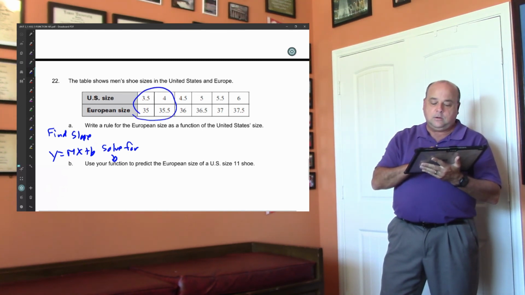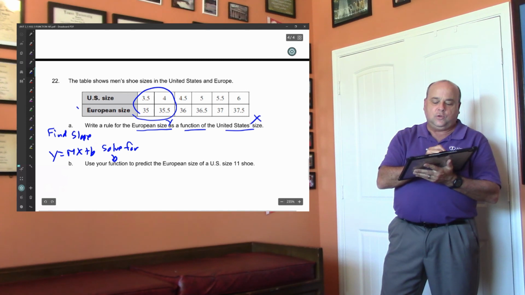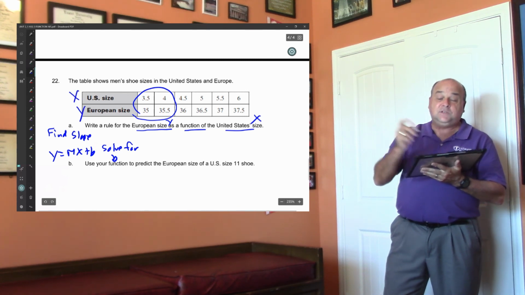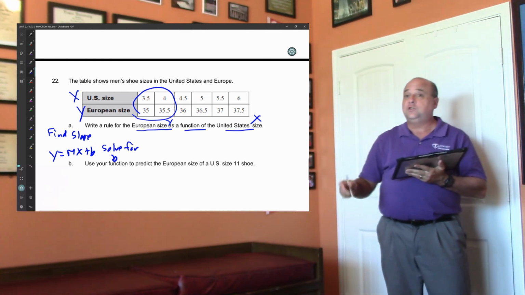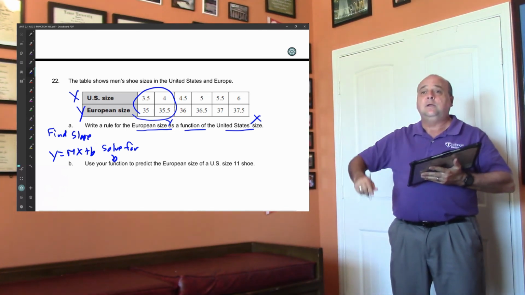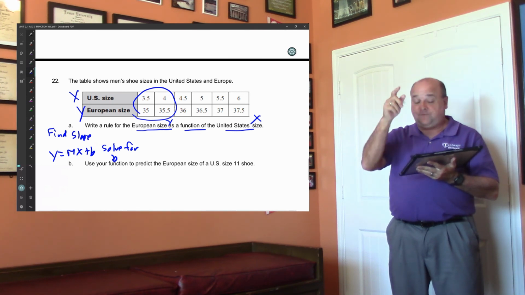And let's see, the European size, y, is a function of the United States size, x. So the European size is y. This is just like the star reviews. You have 2 of these problems on the bottom of the first page, same exact thing, except I'm only asking you to find the slope. This one you have to get the function rule.